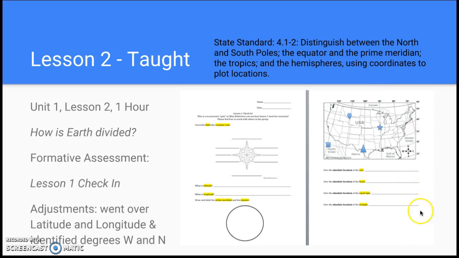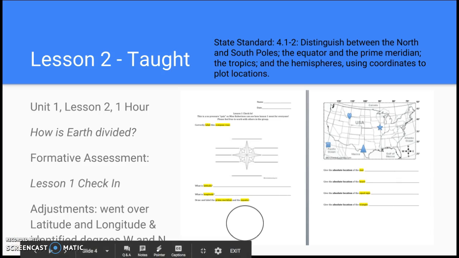And then if you'll notice, I highlighted key terms or just keywords in the question. That was to help my SPED and my ELL students to stay focused on what was being asked of them. And during the assessment, I also allowed students to work with a partner, and I think that helped everybody.